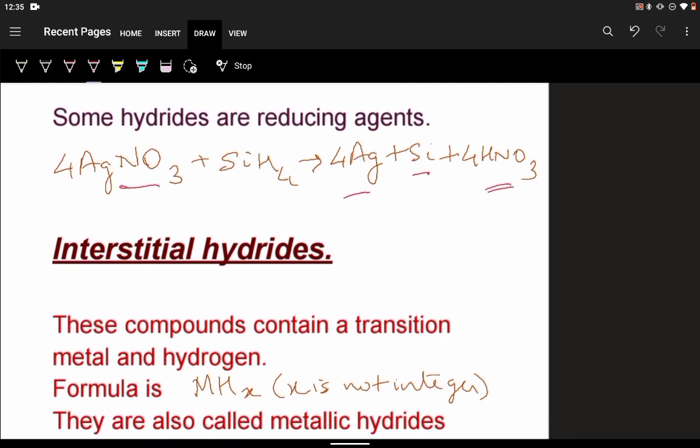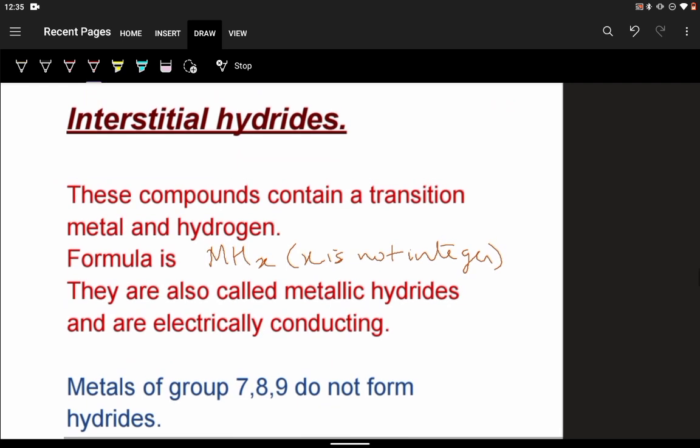Now we come to interstitial hydrides. These compounds have a transition metal. A transition metal along with hydrogen will form the interstitial hydrides, having the general formula MHx, where x may not be an integer. So then they will be called non-stoichiometric. We also call them metallic hydrides, because they are electrically conducting in nature.